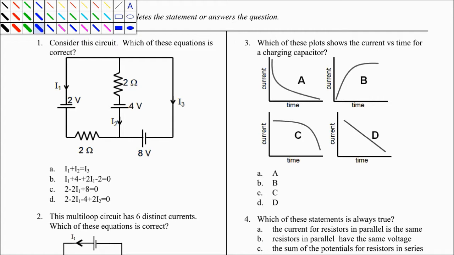Okay, so I have I1 coming into this junction and I2 coming into this junction. So that part's correct, except I have I3 also coming in. So this should say plus I3 equals 0. I1 plus 4, let's see, this was a mistake. I should have gotten rid of that negative right there.